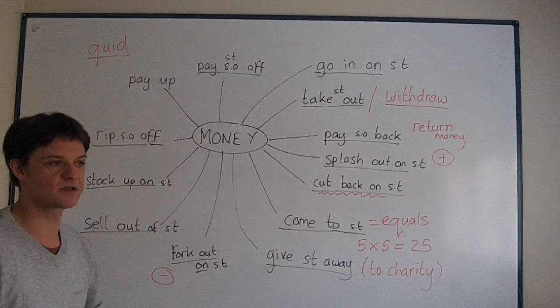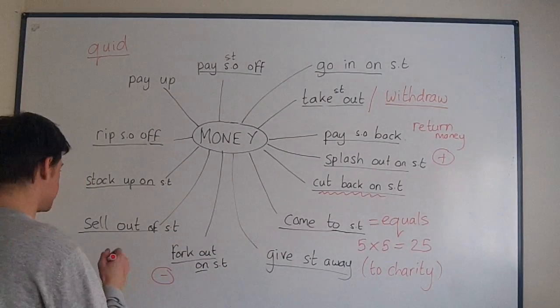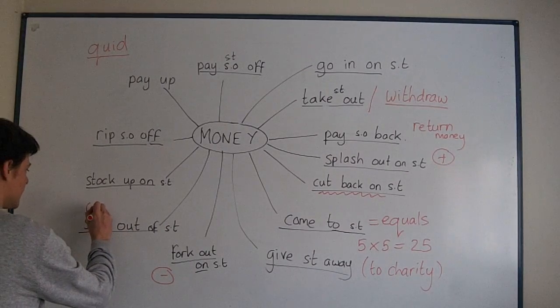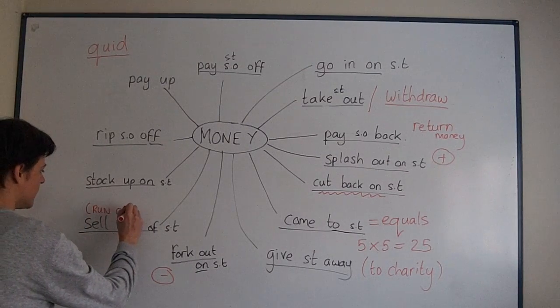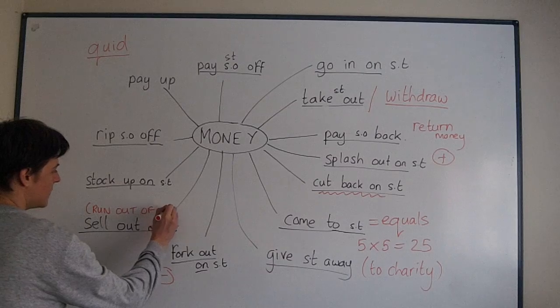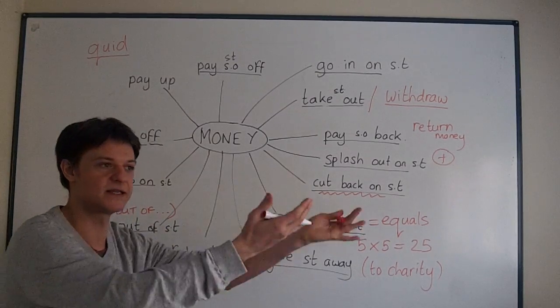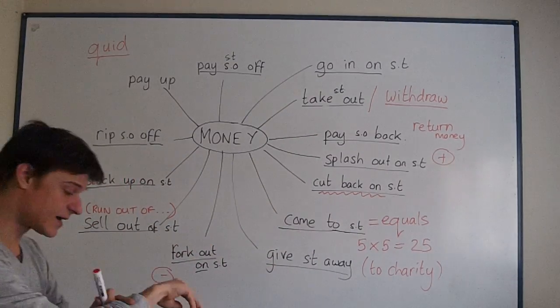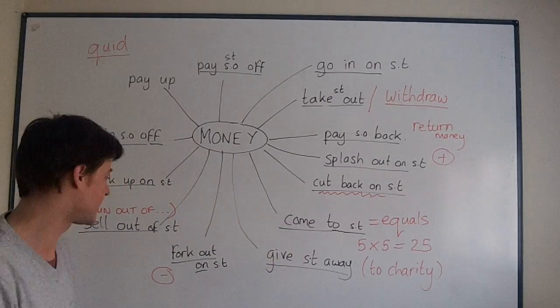Sell out of something. A shop sells out of something when it has nothing left. Very similar to the other phrasal verb, run out of. Yeah, we have run out of petrol. We need to go to the petrol station. We've run out of time. We need to finish the lesson.